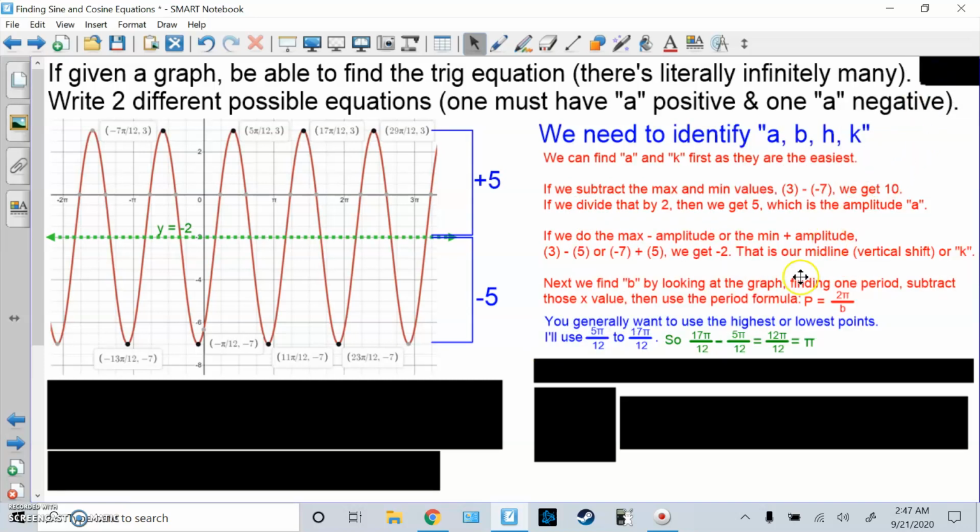So to find b, I'd look at the graph and find one period. Then you have to subtract those x values, and then use the period formula p equals 2 pi over b. Generally, you want to use the highest or lowest point. So in my case, I chose 5 pi over 12 and 17 pi over 12. So if you look at that, 5 pi over 12 right here and 17 pi over 12.